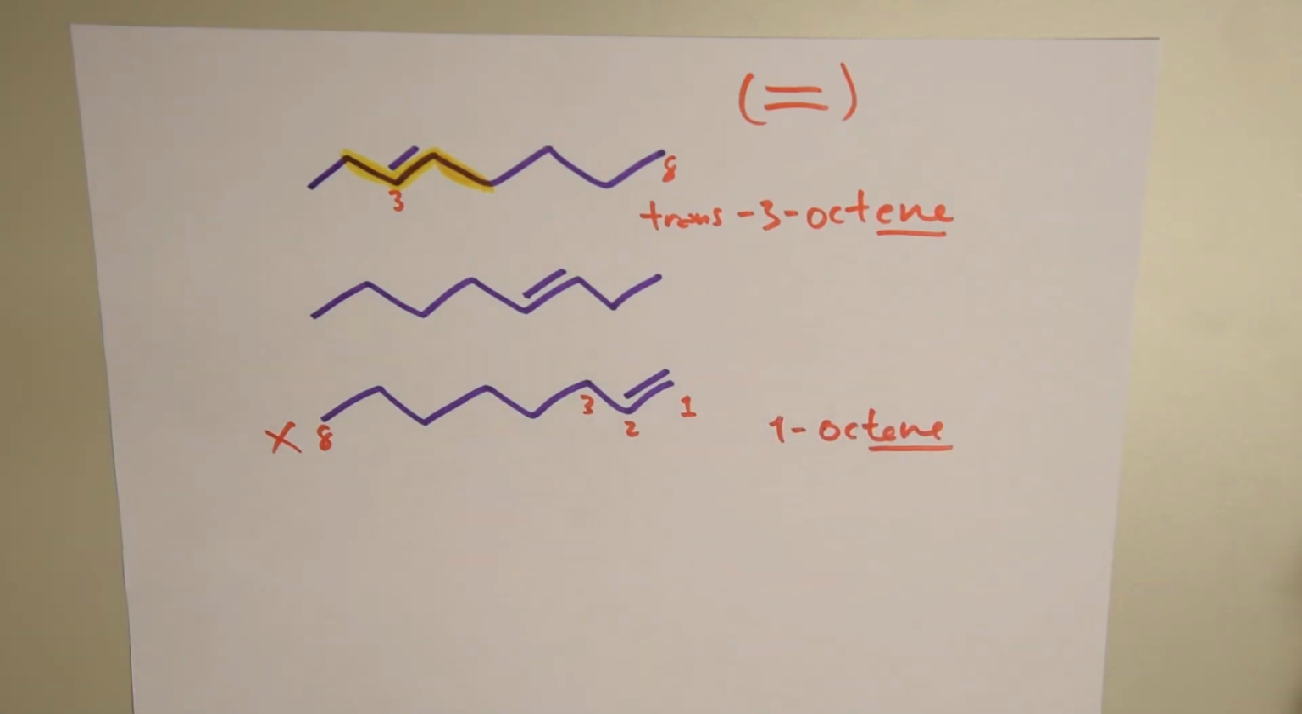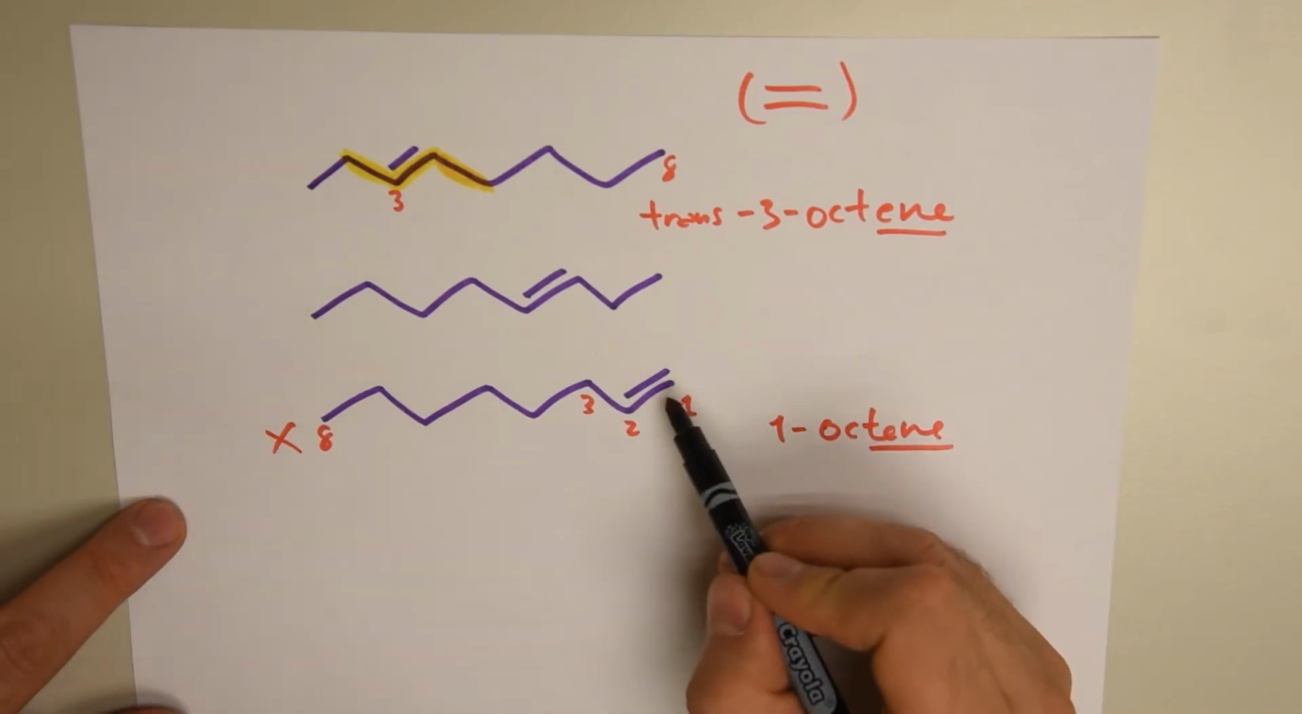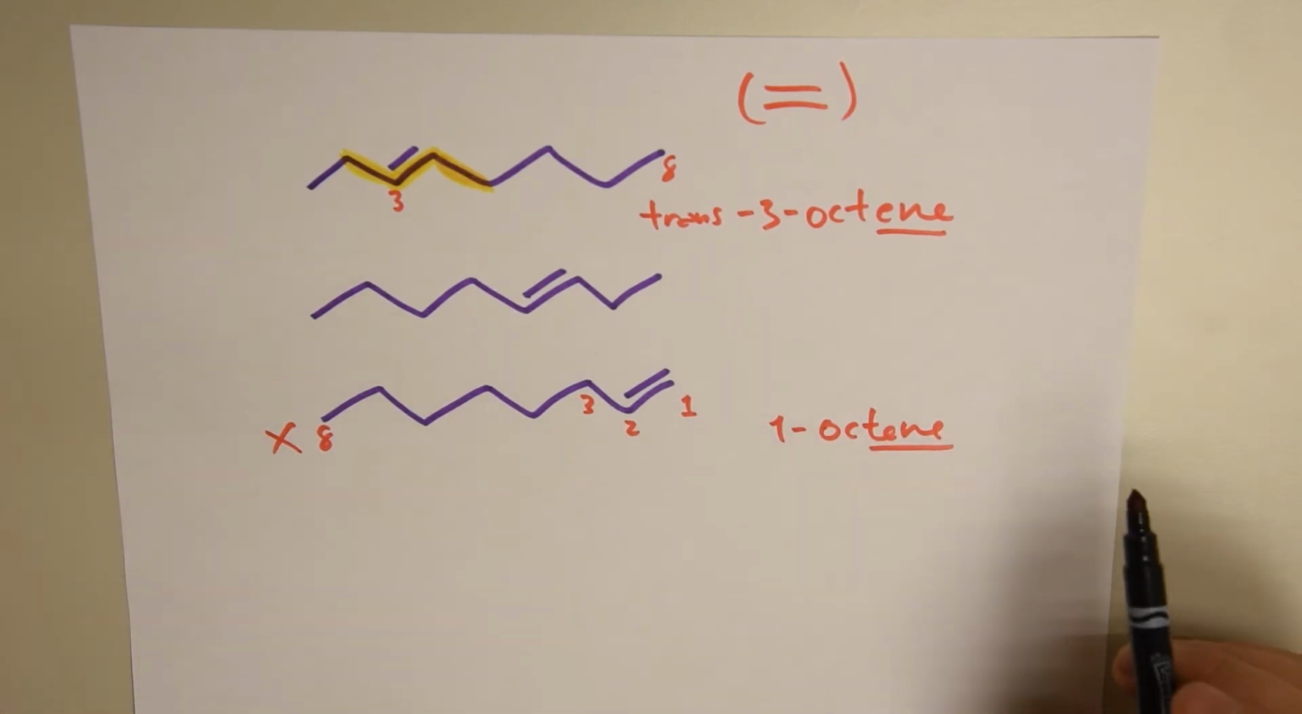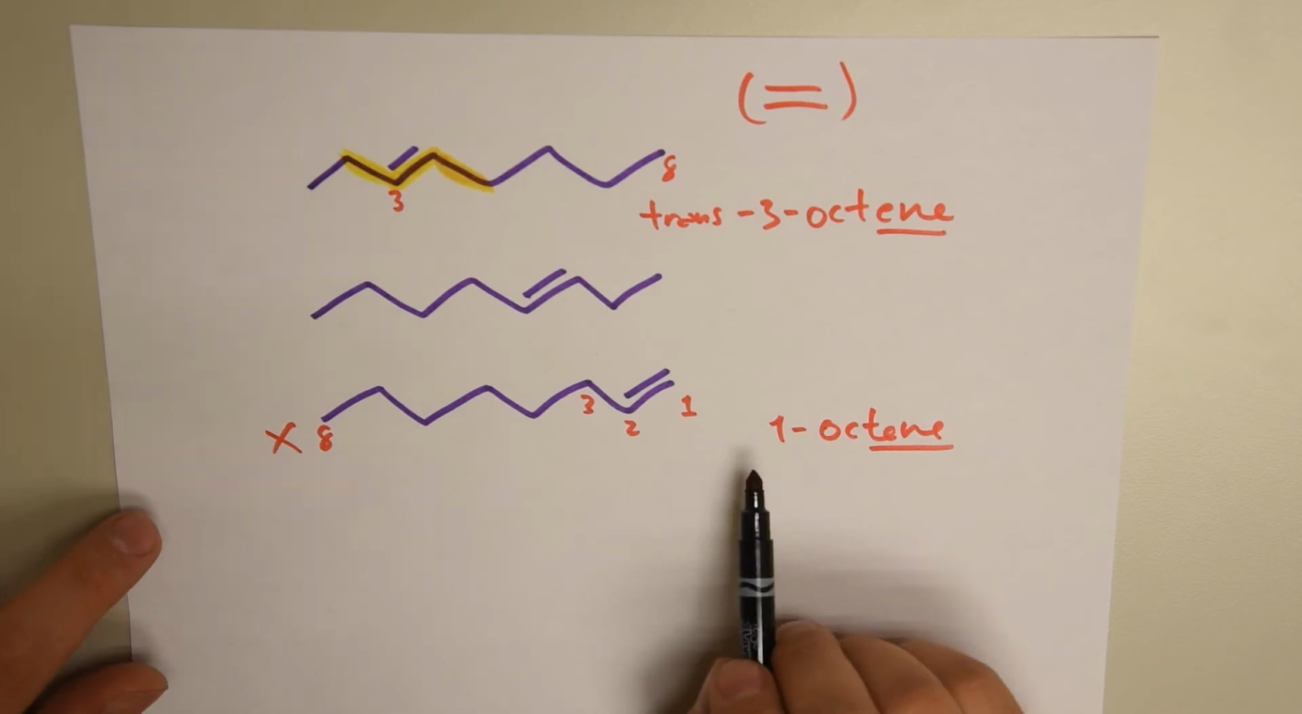Is this cis or trans? Some of you might say cis, some of you might say trans, but the answer is whenever the double bond is at the first carbon, it's neither cis nor trans. It's only the position of the double bond. So this does not have cis or trans.